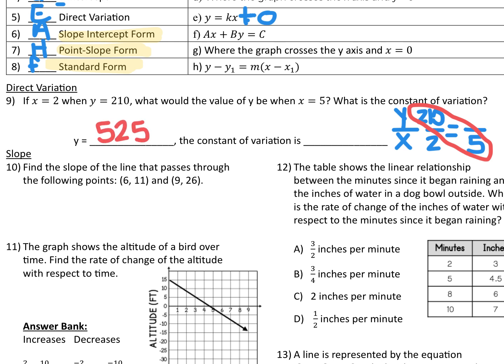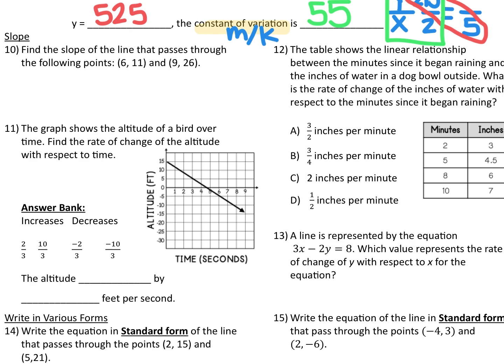Now, if we are looking for the constant of variation, okay, that is our k, but we can also use it as m. So you could put these 2 points in list and spreadsheets, or y over x, if it is a direct variation, will also be your slope. So 210 divided by 2 is in fact 55. But you can do list and spreadsheets.